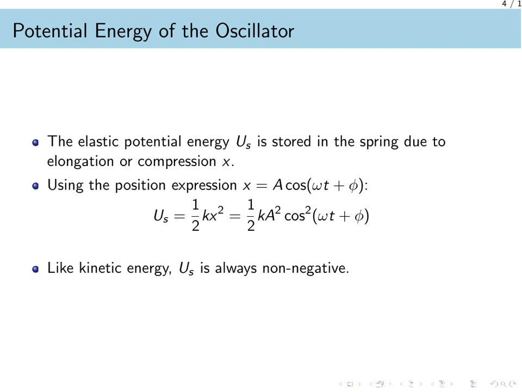The elastic potential energy is equal to 1/2 times the spring constant times the square of the displacement. This results in the formula 1/2 times the spring constant times the square of the amplitude times the square of the cosine of the quantity angular frequency times time plus the phase constant. Similar to kinetic energy, this potential energy is always non-negative.